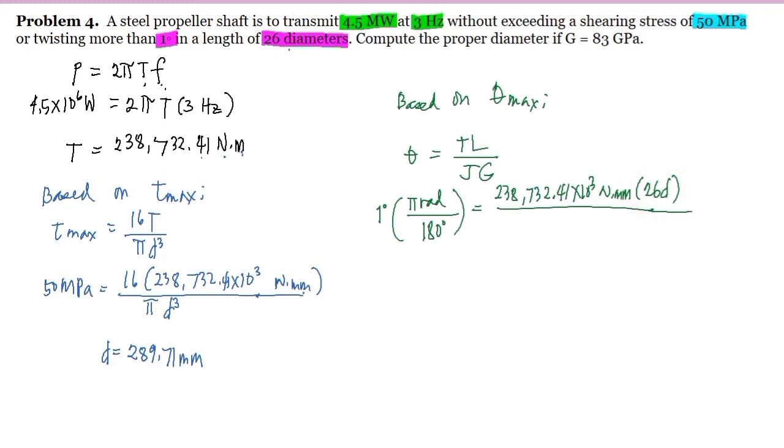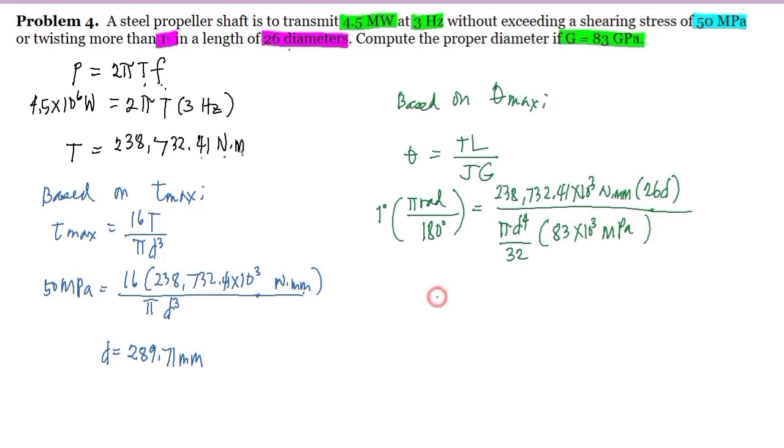Over the J, that's the polar moment of inertia, and we have pi diameter to the 4th over 32. This is the formula for the polar moment of inertia. And we have the G, that is the modulus of rigidity, which is 83 gigapascal. So we have 83 times 10 to the 3 megapascal.